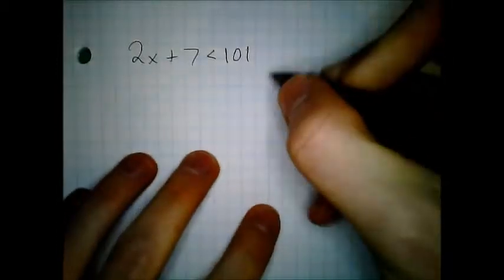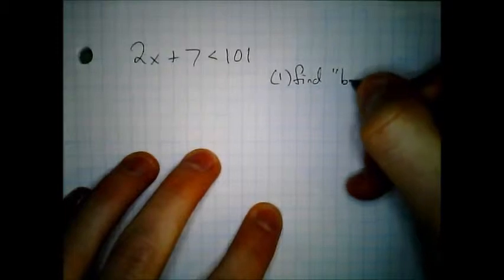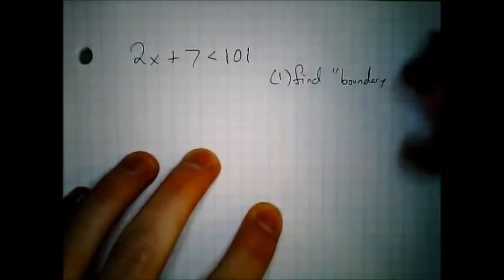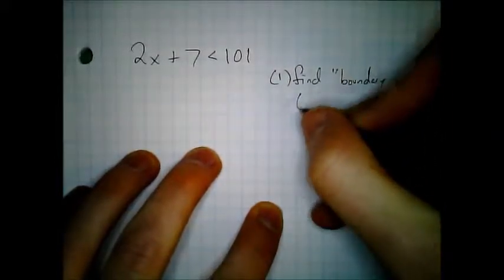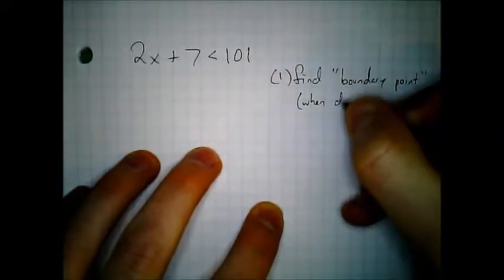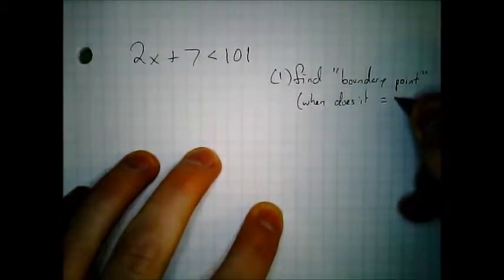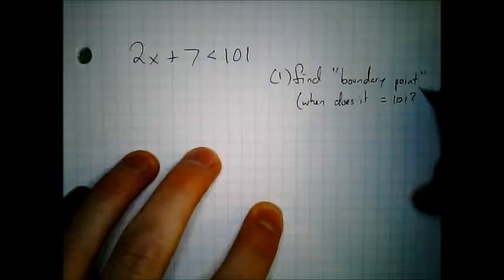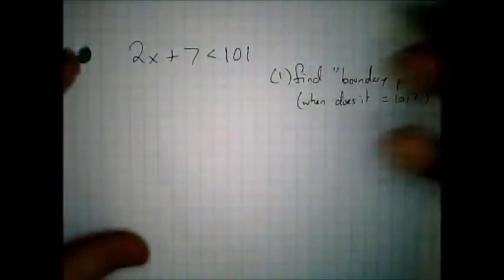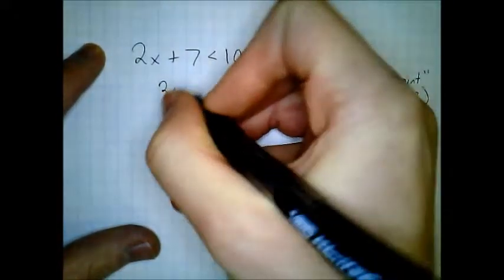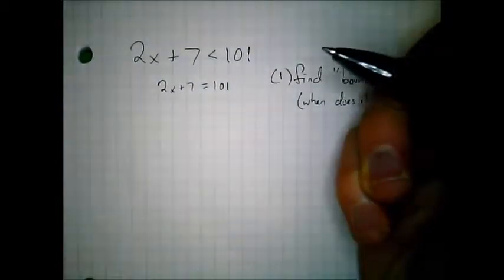So the very first thing we do is we find what's called our boundary point. This is when does it equal our number, and in this case it's 101. So the first thing we do is ask when does this equal 101? So we find our boundary point. We do 2x plus 7 equals 101. When will this tree be 101 feet tall?